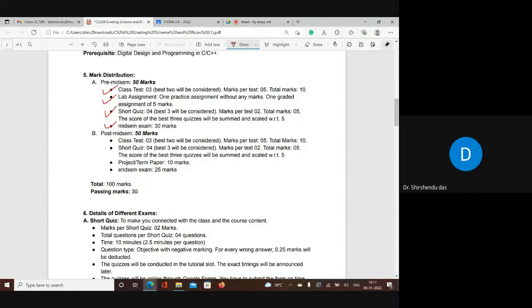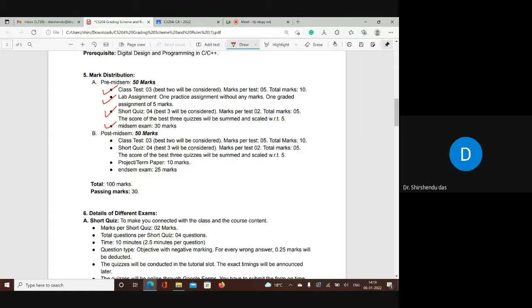And then there will be one ungraded live assignment. We will not evaluate your assignment. It is up to you. It will be only for practice. But after that there will be a graded assignment and marks will be 5 for this. So there are actually only 2 live assignments, one graded, one ungraded, and total marks is 5.